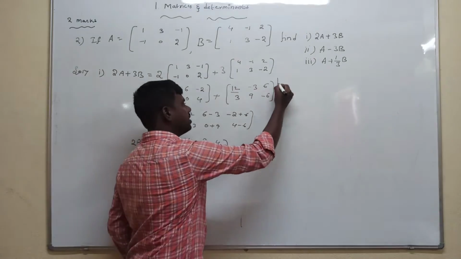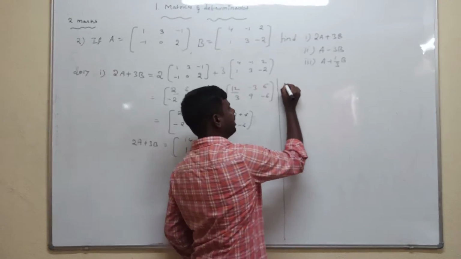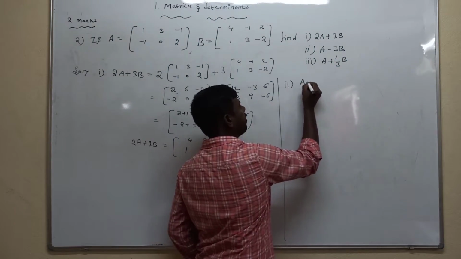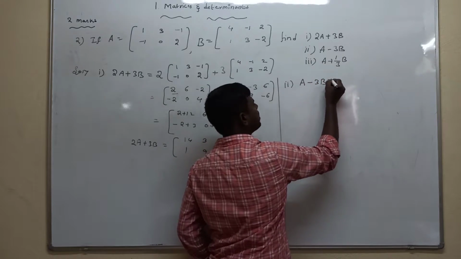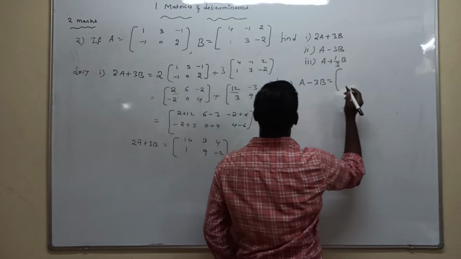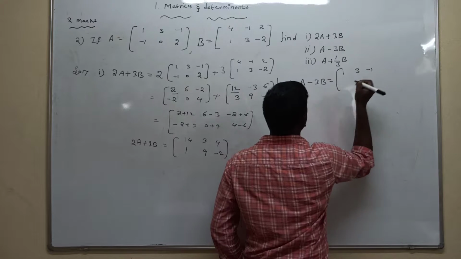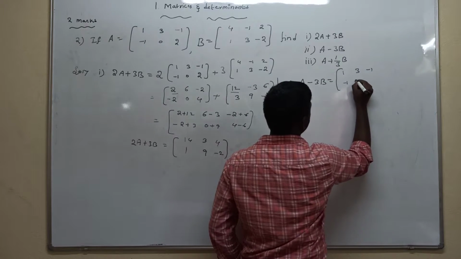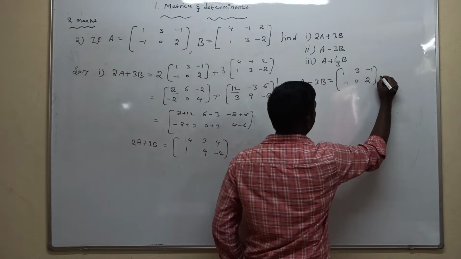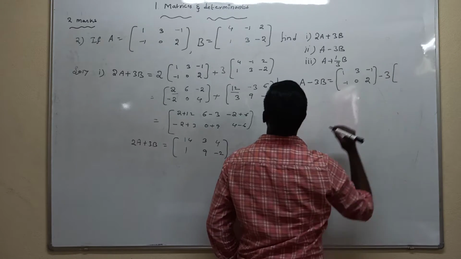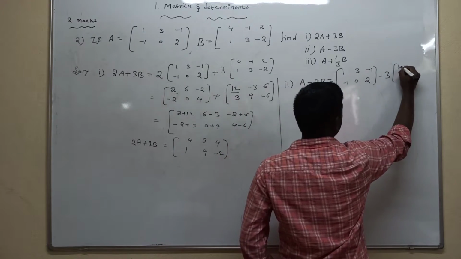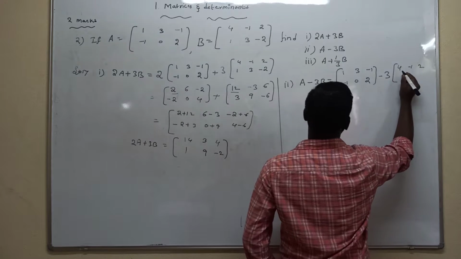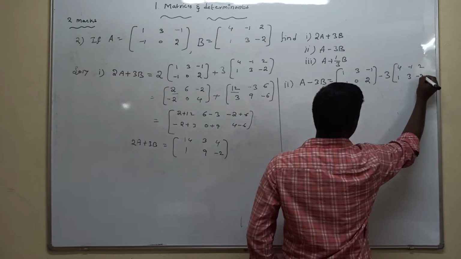Next one, what is the second one they are asking? Find A minus 3B. First substitute A matrix, which is 1, 3, minus 1, minus 1, 0, 2, minus 3 into substitute B matrix, which is 4, minus 1, 2, 1, 3, minus 2.